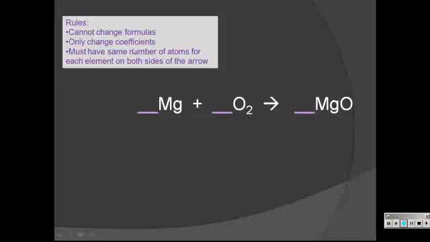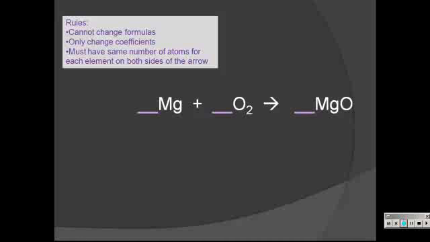Well, we can change coefficients. The coefficients are numbers that are going to appear here in front of the substances. Those numbers can only be written in front of the entire substance. We can't, for instance, put anything in between any of these compounds. It has to be written where I've drawn in these purple lines. Finally is our overall rule. We have to have the same number of atoms for each element on both sides of this arrow.